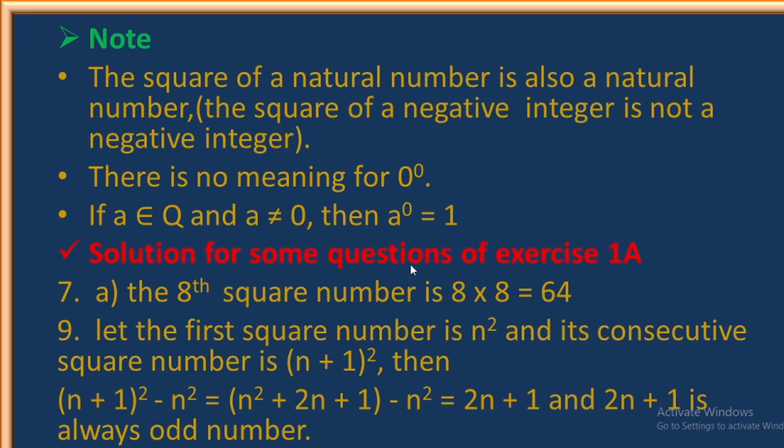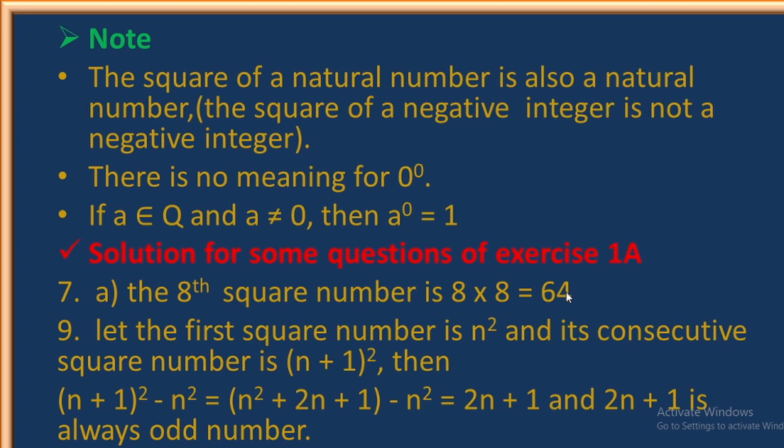Solution of some questions of exercise A, which are in your textbook. The questions up to question number 6 seem to be very simple, so let us look at question number 7a. To find the square number, just select the number, which is 8, and square it, which is 8 times 8, and this is 64. So the square number is 64.